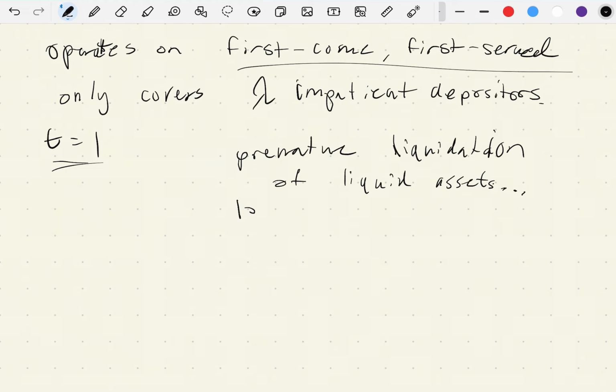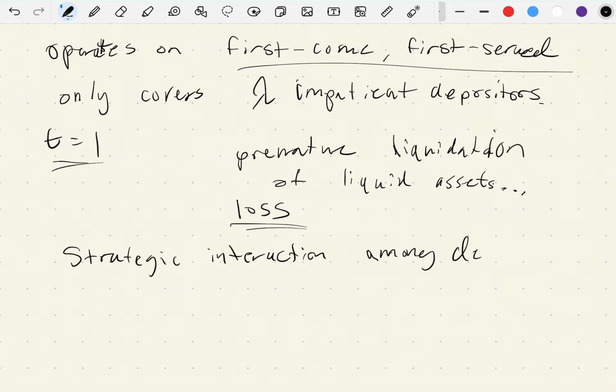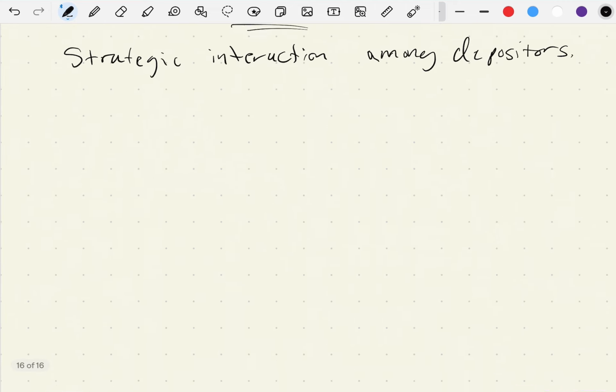And of course this comes with a loss, right? Because of the trade-off inherently that we rigorously established that comes with liquidity versus return, right? So that's what happens with liquid assets. So if the bank jeopardizes its ability to pay those who wait, this creates a strategic interaction among depositors.